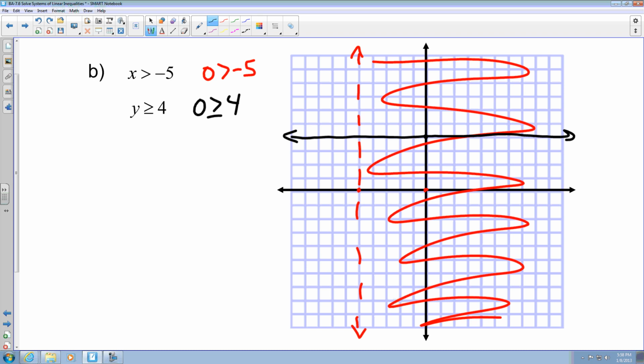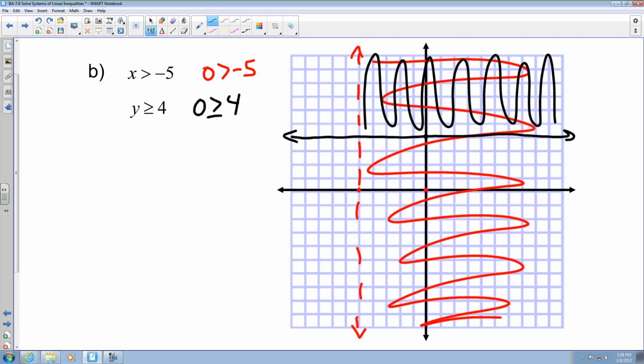And since I want to shade only the portion that would also overlap my red shading, the shading would occur in this portion here, shaded just in black. The reason is that it overlaps the red as well, and this would make it a true statement for both inequalities.